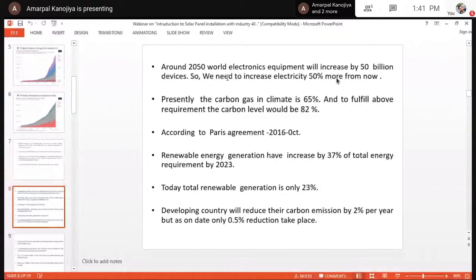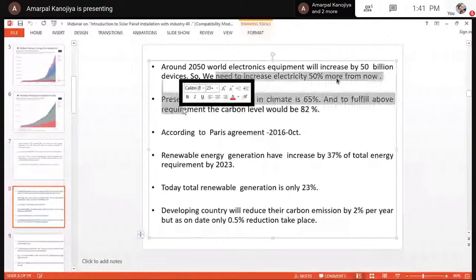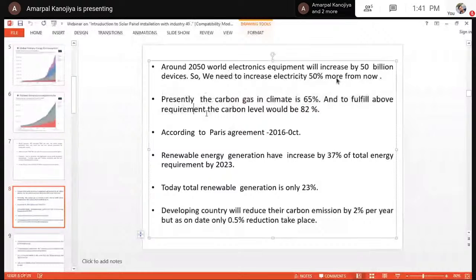Now, if we compare this with the present scenario, the carbon gas in the climate is approximately 65 percent. If we match that amount of energy consumption in 2050, then the carbon level in the atmosphere would be 82 percent, which is very high. Just because of this increase in the carbon level, the earth's temperature will also increase.